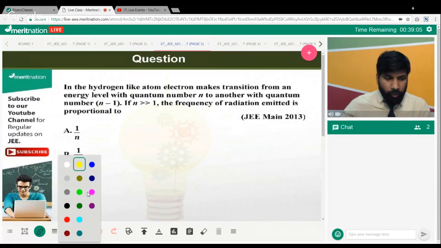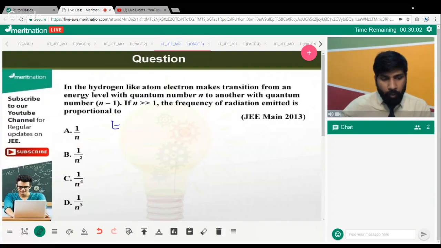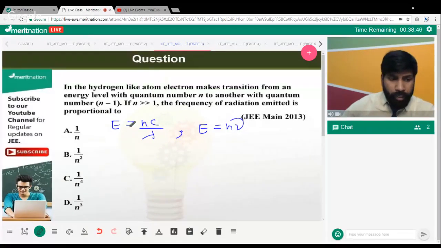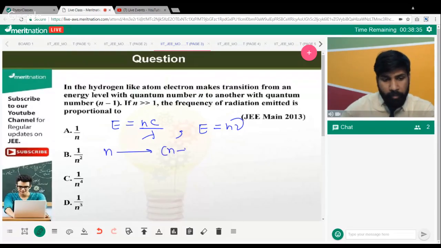So students, we already know that E is equal to hc by lambda. So lambda is inversely proportional to the total energy. And what about the frequency? E is equal to h nu, so energy is directly proportional to nu. Here the electron is jumping from the energy level with quantum number n to another with quantum number n minus 1, so from n to n minus 1.